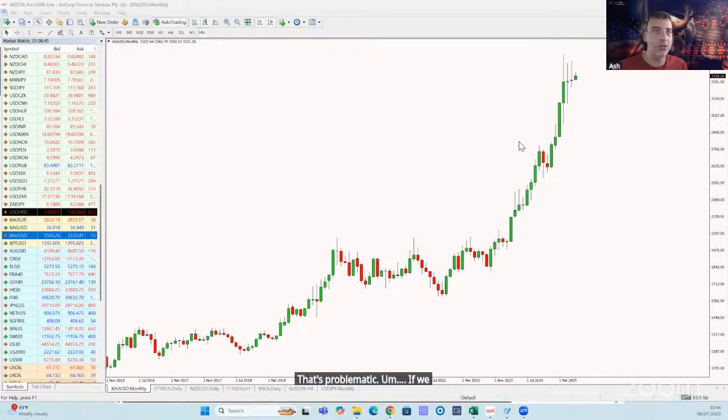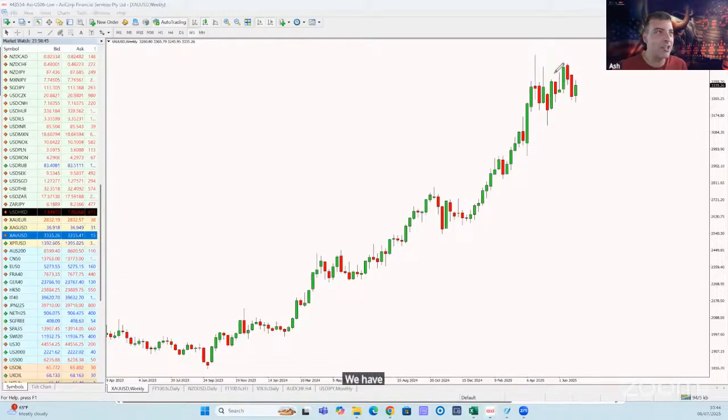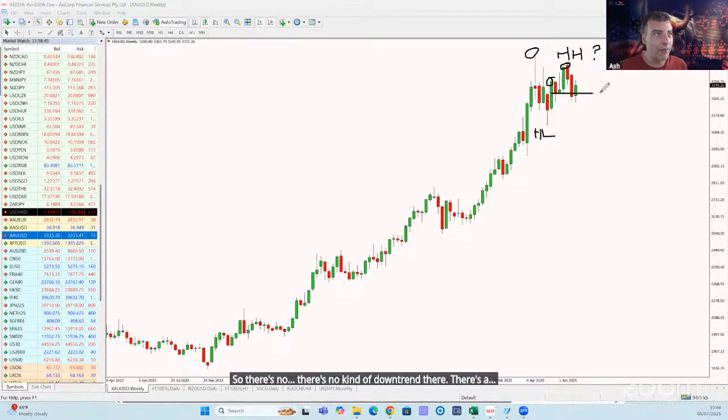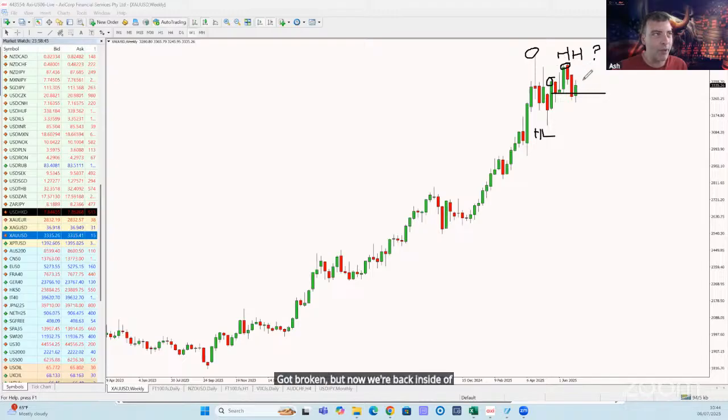If we look at the shorter term timeframes, we have a sketchy higher high here, and I say it's sketchy because the closing price is above the previous closing price, but it's not above the wick. So this would be a higher high, maybe. That is still a higher low. So there's no downtrend there. There's a support level there on the weekly that got broken, but now we're back inside of it. So that's problematic as well.